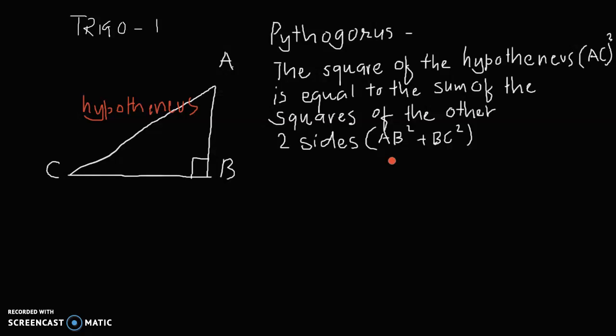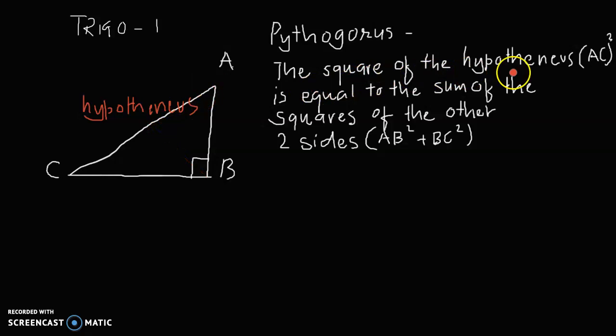It continues because it's a very important theorem. What does the theorem say? The square of the hypotenuse. What is the hypotenuse? Hypotenuse is the side opposite this right angle. Right angle is this right angle. B is the angle, right angle, and opposite this is AC.